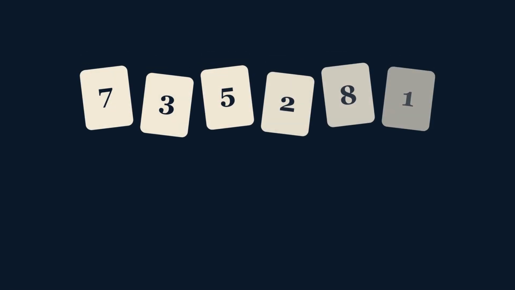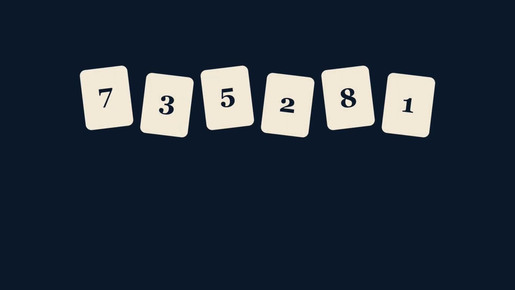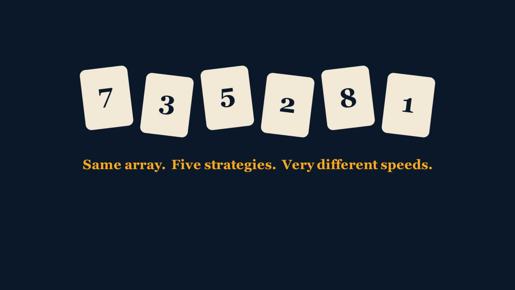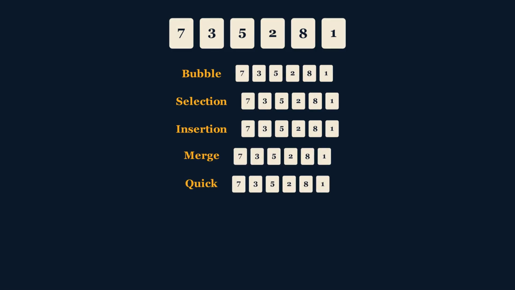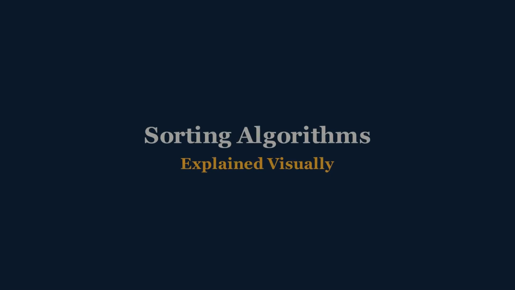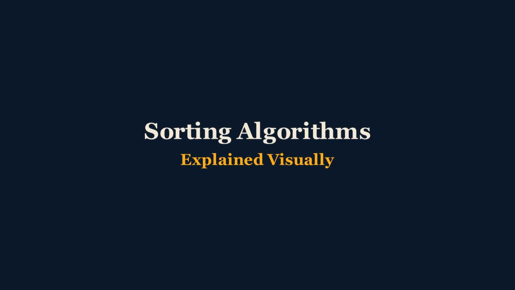Sorting looks simple. Just arrange numbers from small to large. But here's the thing. Different algorithms solve this exact same problem in completely different ways. Some are slow but simple. Some are fast but harder to understand. So let's make this a race. 5 algorithms, 1 messy array. By the end, you'll know exactly how bubble, selection, insertion, merge, and quicksort actually work.